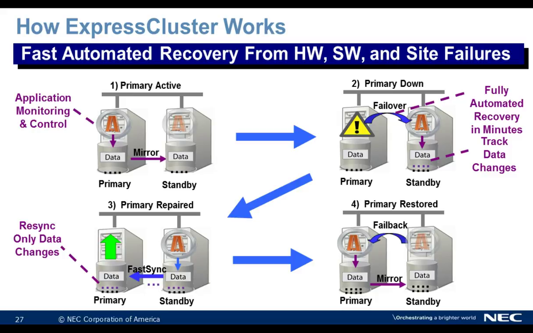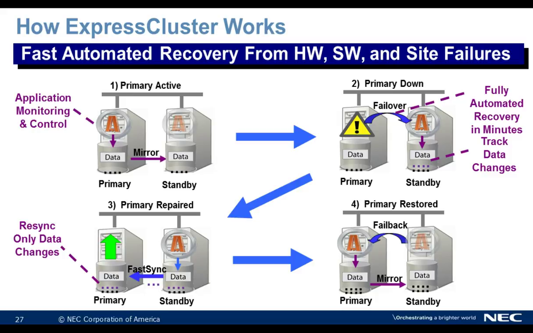As you'll see in figure number 2, when a failure occurs, the application running on the primary server becomes unavailable or inaccessible. Then ExpressCluster on the standby server will automatically start a failover operation and recover the target application with the mirror data on the standby server to resume full application services to the users and other systems. The failover operation typically takes only a few minutes to complete, so users will experience little to no disruption of application services. While the application is running on the standby server, ExpressCluster will track all changes to the mirror disk for potential change-only data resynchronization.